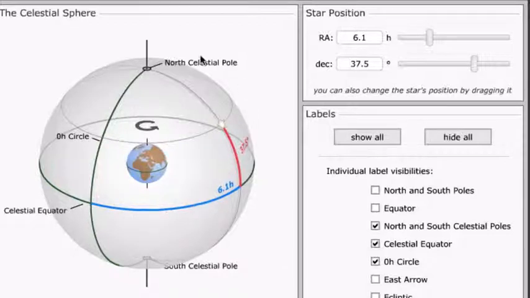So instead of a full circle being 360 degrees, the full circle describes 24 hours of right ascension. That means a conversion rate of 15 degrees per hour. So a star that is 90 degrees away from the prime meridian, instead of being at celestial longitude 90, will be said to be at right ascension 6 hours.